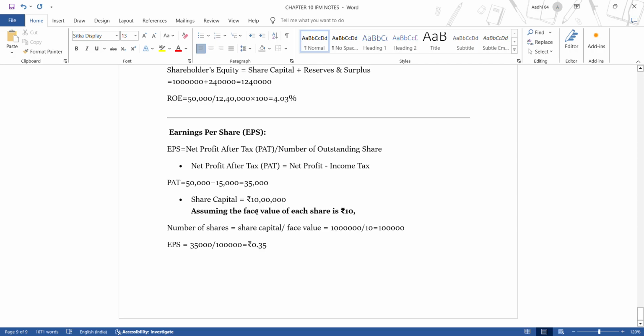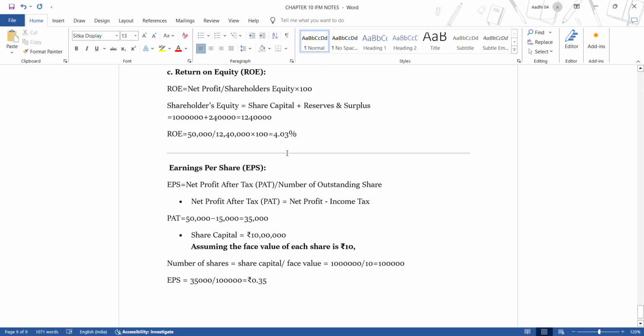Now share capital is 10 lakh, the total share capital we have, assuming the face value is 10. So the number of shares we have is 1 lakh, that is 10 lakh by 10. Now how do we find EPS? That is net profit after tax divided by number of shares, that is 35,000 divided by 1 lakh, that is 0.35 rupees, that is earnings per share. I hope there is no doubt in this particular question.